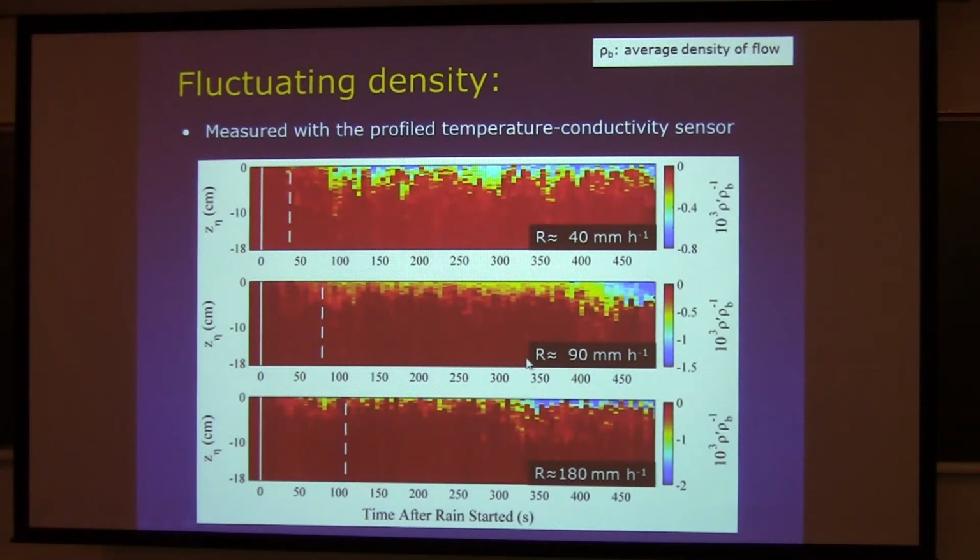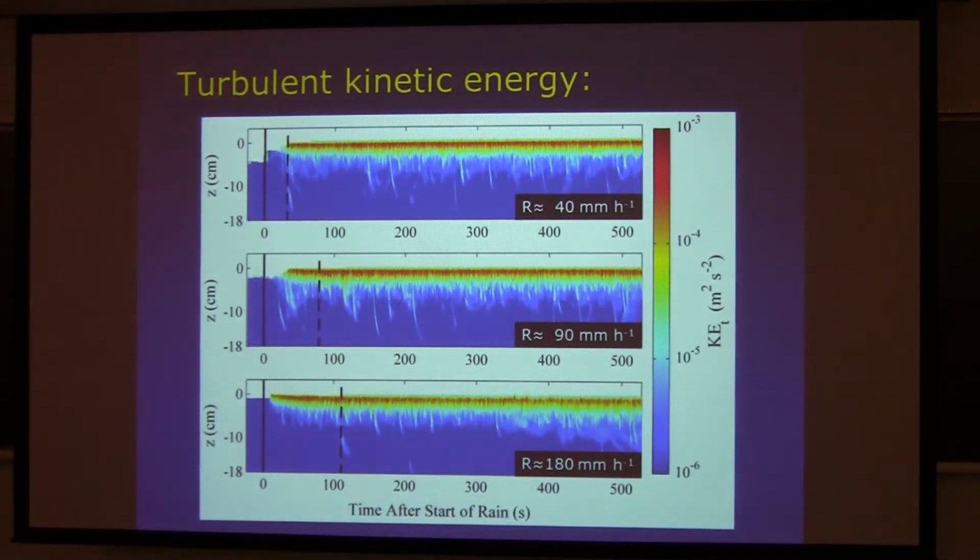For now we have the turbulent kinetic energy results for the same 40, 90, and 180 millimeters per hour. The z-axis, instead of being referenced to the instantaneous surface here, is referenced to the still water surface instead. But the same time scale is applied.